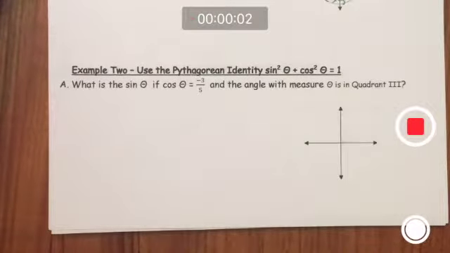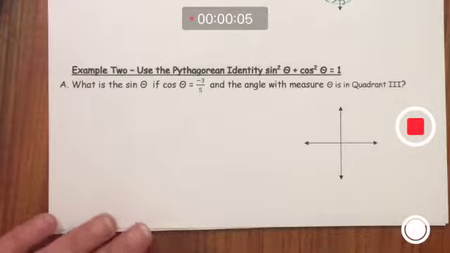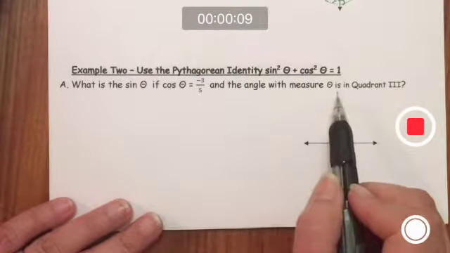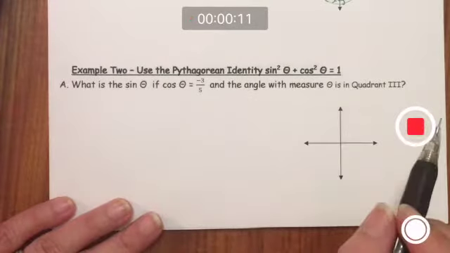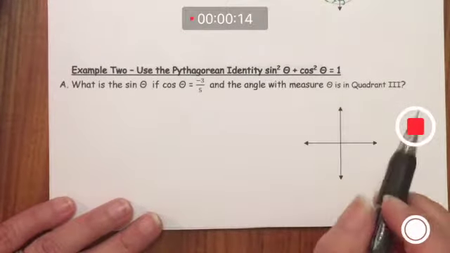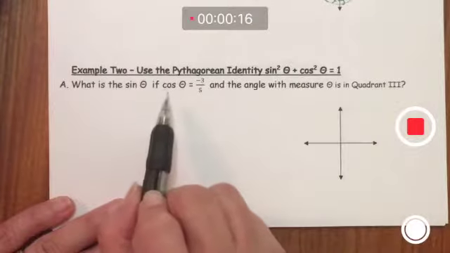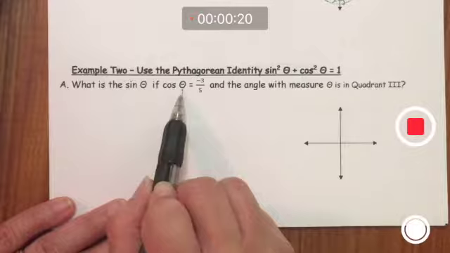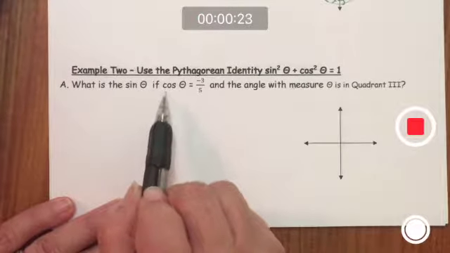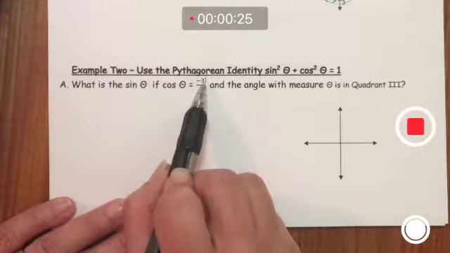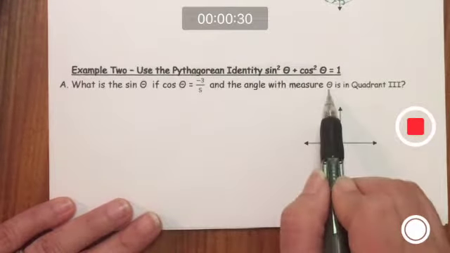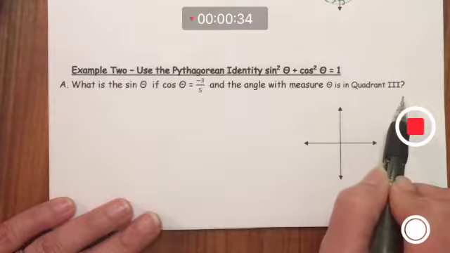Okay, so for the next example, I need you to remember a few things. Sometimes we don't know our angle measure, but we have information about our angle. So in this case, they give us two pieces of information. They tell me the cosine of my angle, which I don't know, but it doesn't matter, but I do know the cosine's ratio is -3/5. And they tell me that my angle, again, I don't know what the angle measure is, but it doesn't matter, but I know it's in quadrant 3.